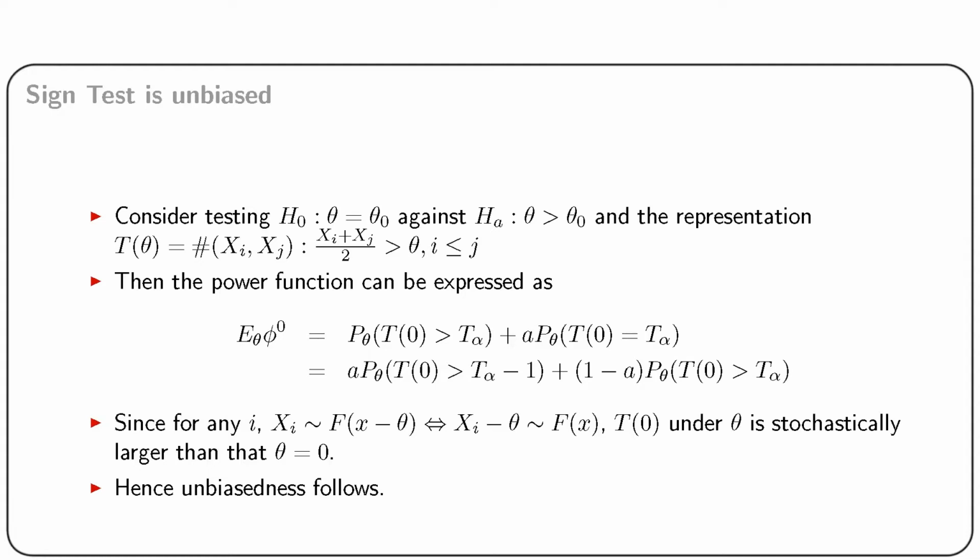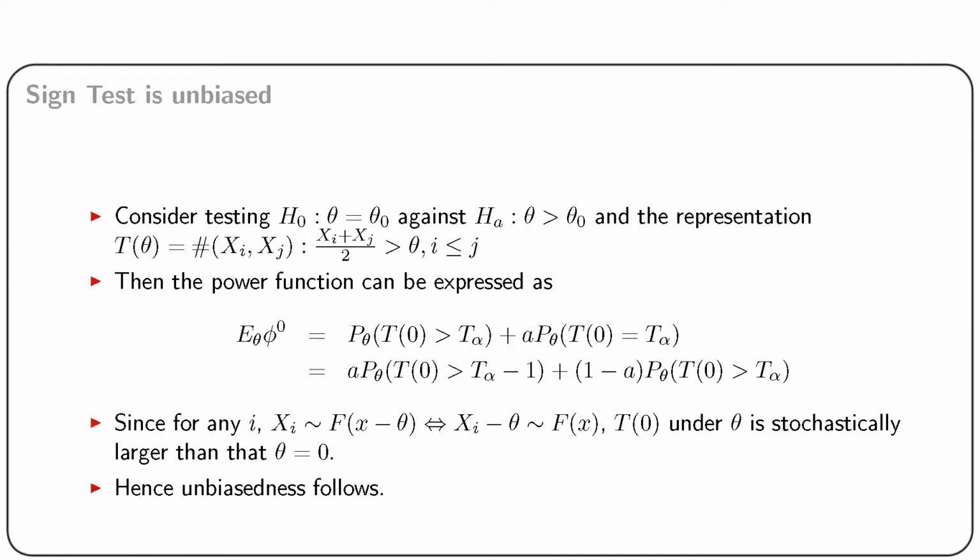Then T naught is our test statistic, and the power function can be expressed as probability T naught greater than T alpha under theta plus probability of T naught equal to T alpha evaluated under theta multiplied by A. Since the probability of the event T naught equal to T alpha under theta is nothing but the difference, probability T naught greater than T alpha minus 1 minus probability T naught greater than T alpha, both evaluated under theta, the power function can also be expressed as A multiplied by probability T naught greater than T alpha minus 1, plus 1 minus A times probability T naught greater than T alpha, where both the probabilities are evaluated under theta.